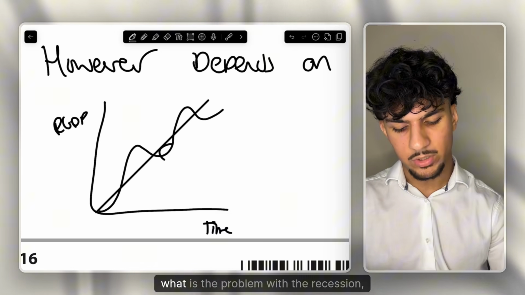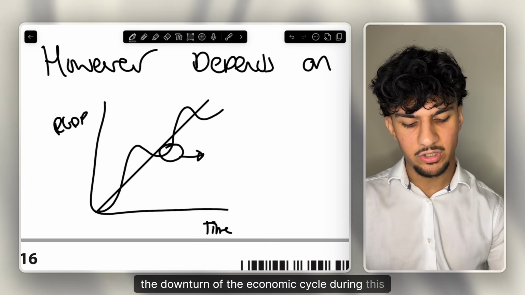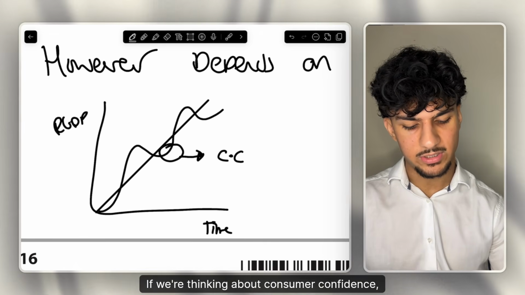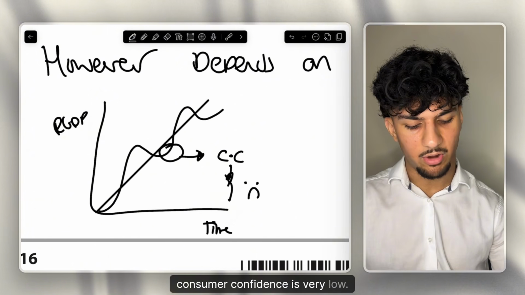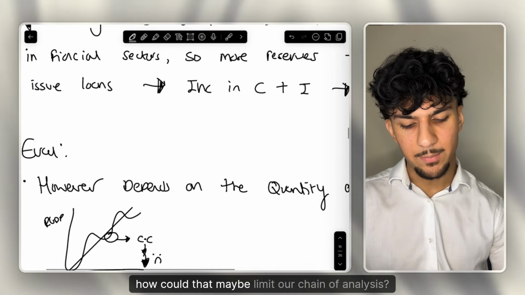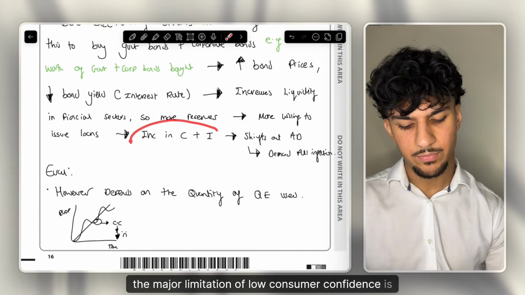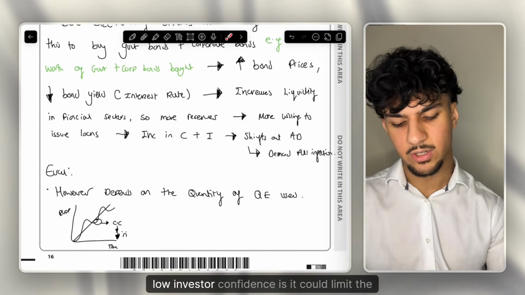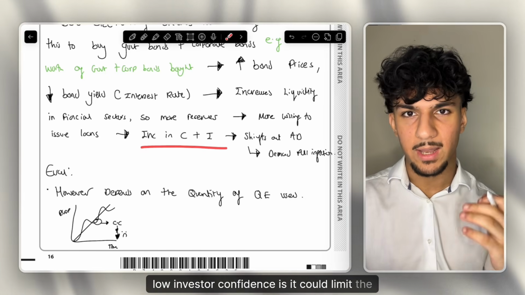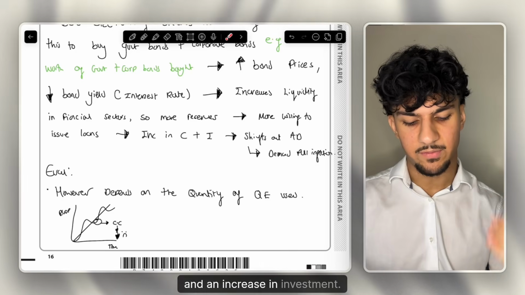But what is a problem with the recession, the downturn of the economic cycle? During this time, consumer confidence is very low. Therefore, if consumer confidence is very low, how could that maybe limit our chain of analysis? The major limitation of low consumer confidence, low investor confidence, is it could limit the degree to which we get an increase in consumption and an increase in investment.